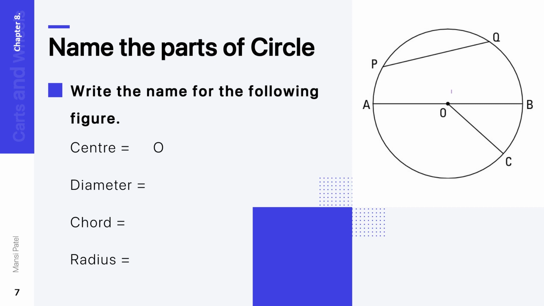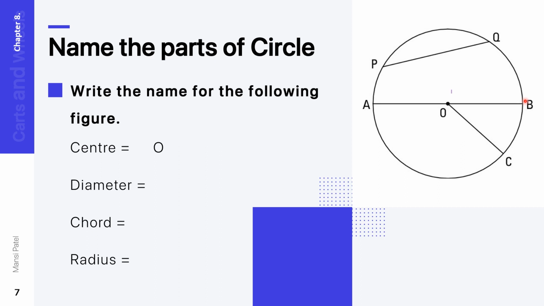Now, what is the name of the diameter? For the diameter, you have to remember the definition of the diameter. The definition is that it is one type of line segment. You can see here there are two line segments. First is PQ, and the second is AB. From these two, one is your diameter.